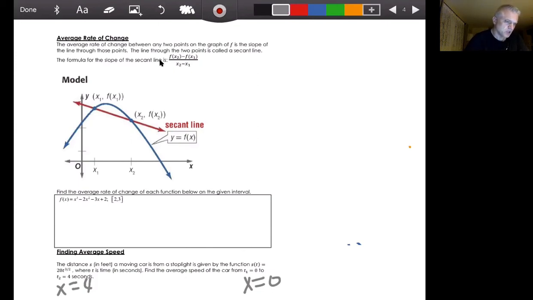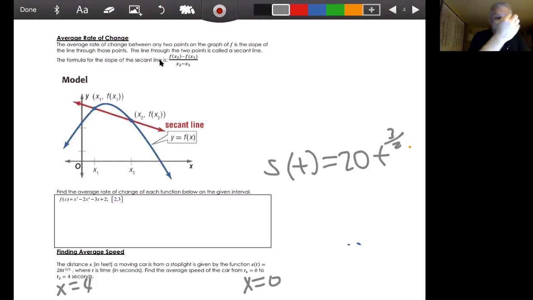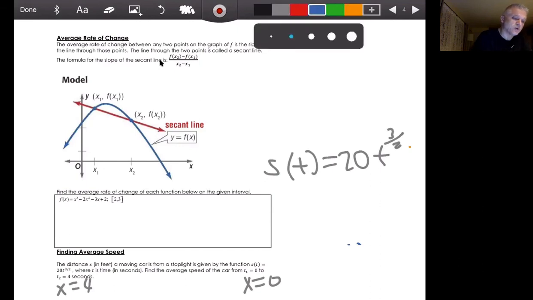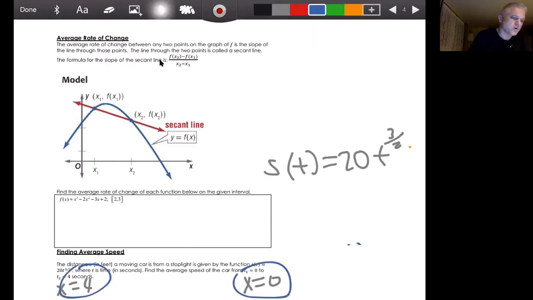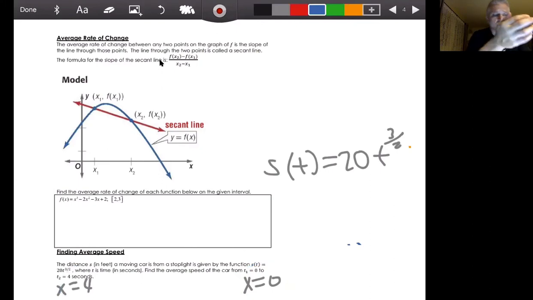Okay. So it says here that the distance that a moving car is from a stoplight is given by the function s of t equals 20t to the 3/2 power. Nice. So write this a little bit bigger here. S of t equals 20t to the power of 3/2. Okay, so let's do that. Let's find out what the y coordinates are. We know the x's. So let's find out what y is, or what s of t is, when we use the 0 for the t, or the x coordinate.